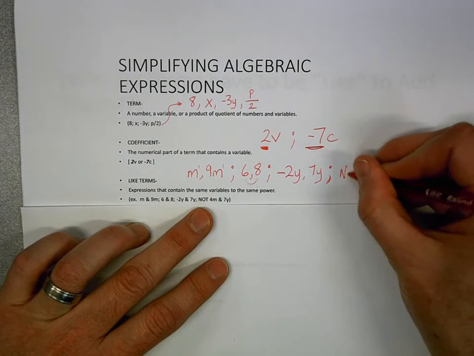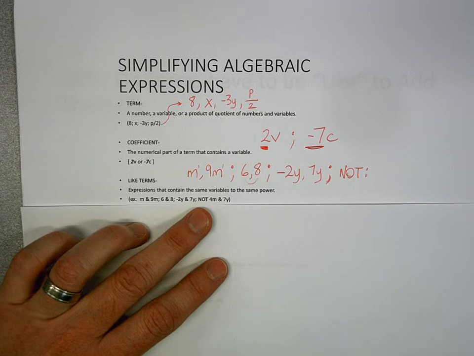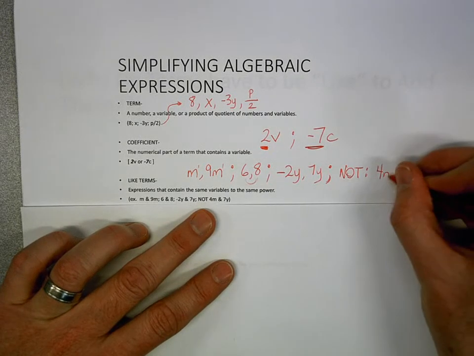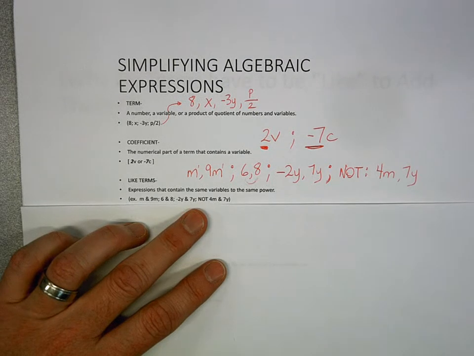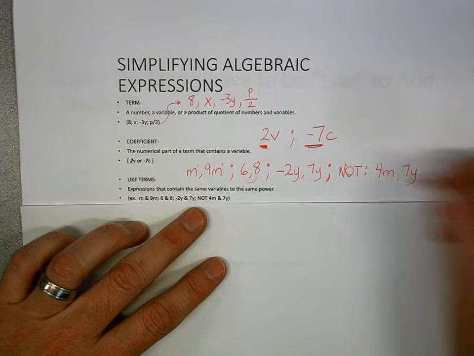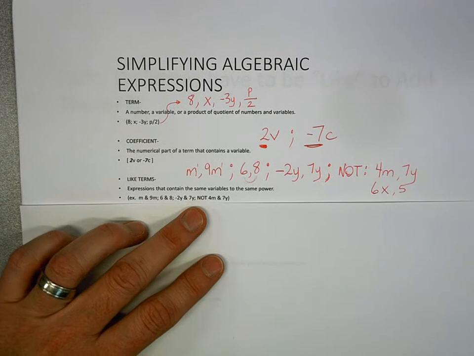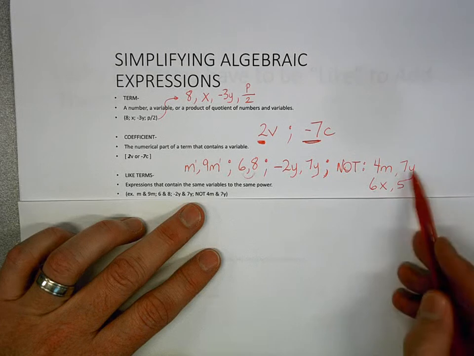However, in your little box there, put this. Here's another example of something that's not like terms: 4m and 7y. Those are not like terms. Or even something like 6x and 5. Those are not like terms. One is a number, one has a variable x. Up here, these are two different variables.